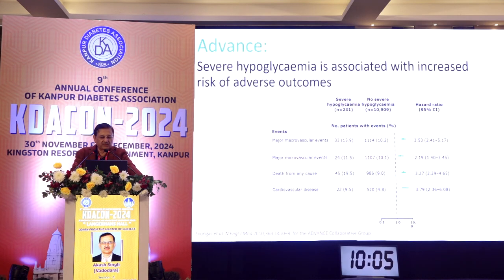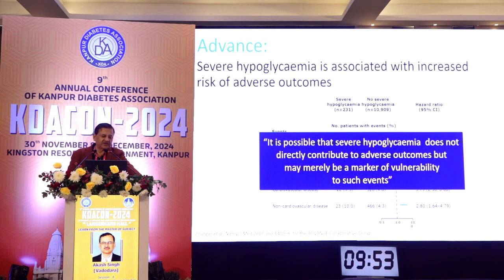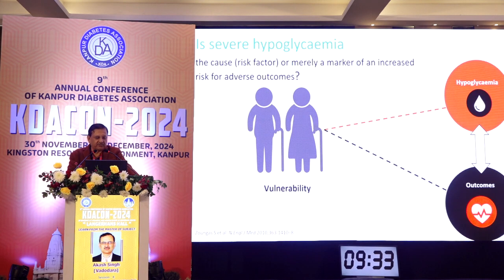So micro and macrovascular events are increased with hypoglycemia. Death from any cause, cardiovascular cause, non-cardiovascular cause, everything is increased with hypoglycemia. But a one-to-one relationship between hypoglycemia and these events is not possible to show. It is possible that severe hypoglycemia does not directly contribute to the adverse outcomes, but is merely a marker of vulnerability to such events. It is like HDL cholesterol. Low HDL cholesterol independently does not predict cardiovascular events, it is a marker of cardiovascular events. So hypoglycemia increases the vulnerability of the patients to these cardiac and non-cardiac complications and outcomes.